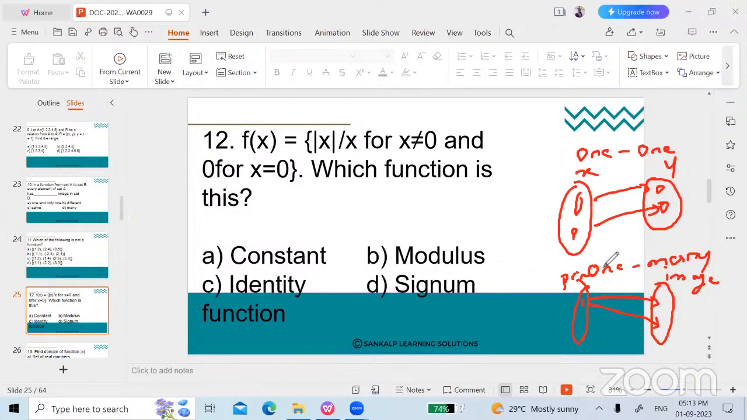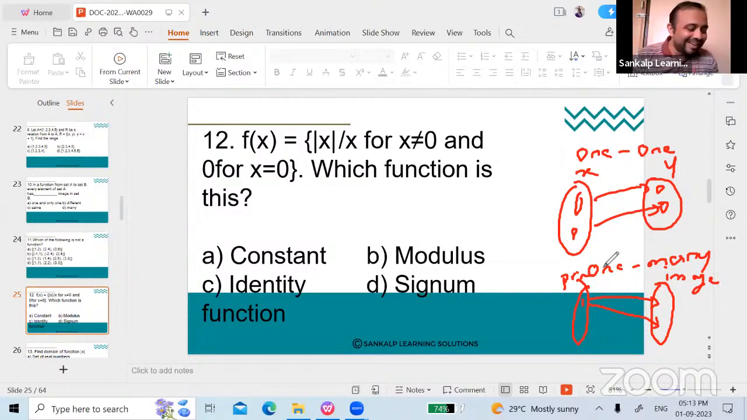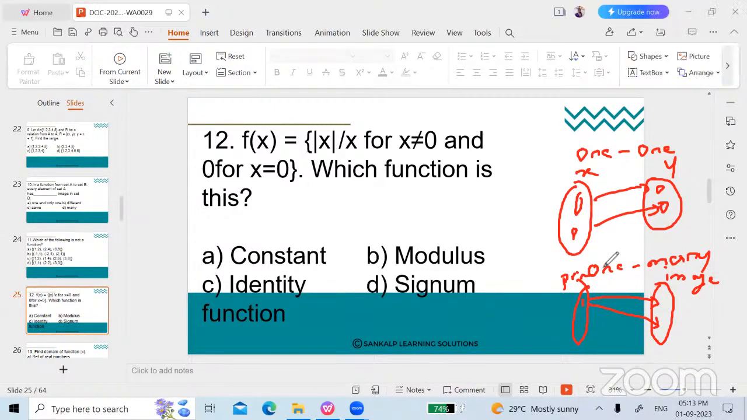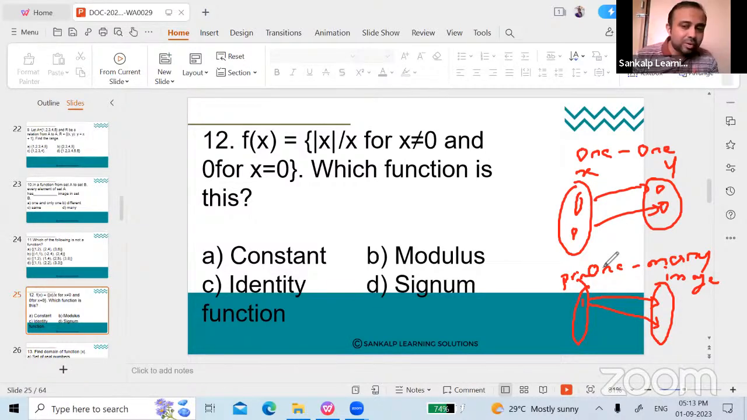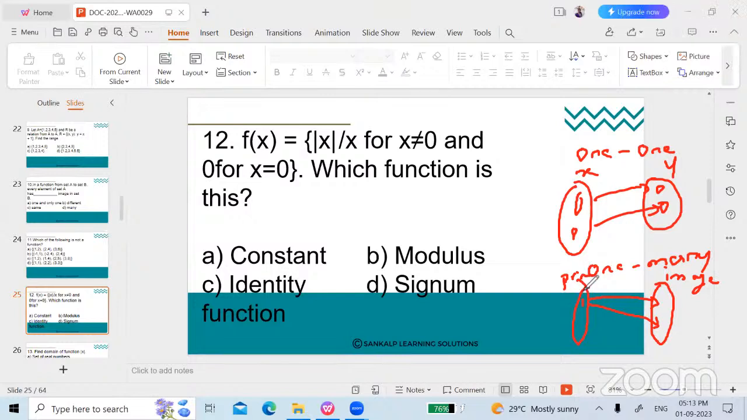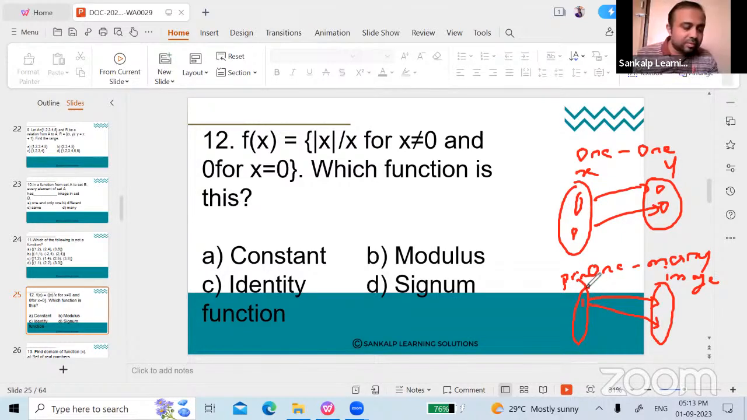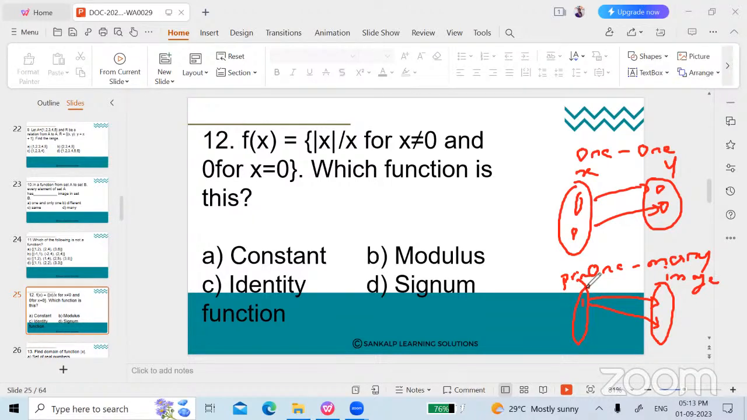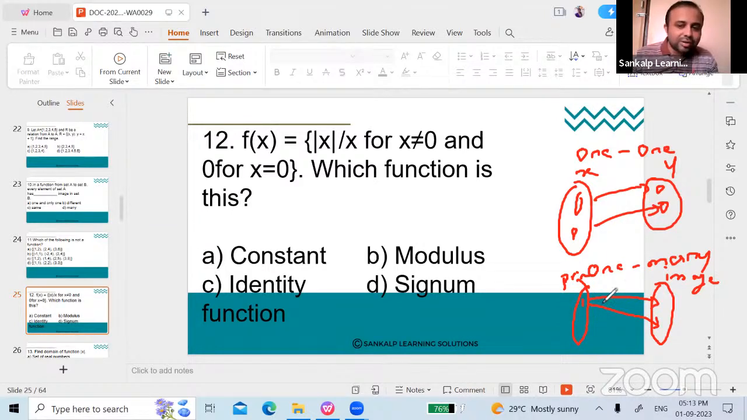Sir, many students can have one date of birth, but one student cannot have many dates of birth. Here the domain is the student's name, and their date of birth will be the codomain. Then their date of birth for many students is wrong. One to many is not a function itself.